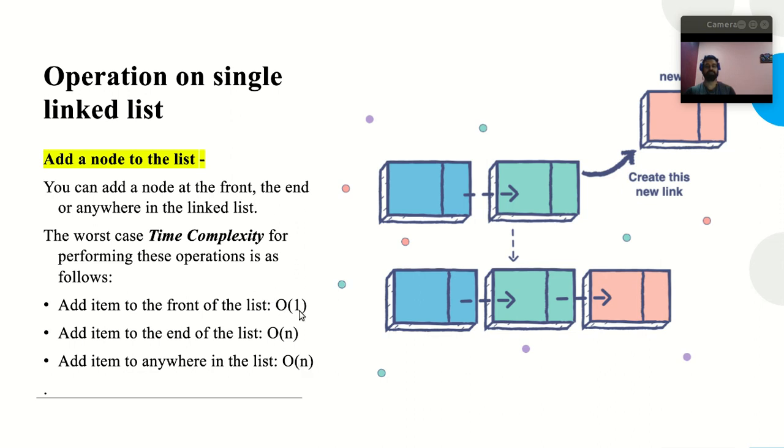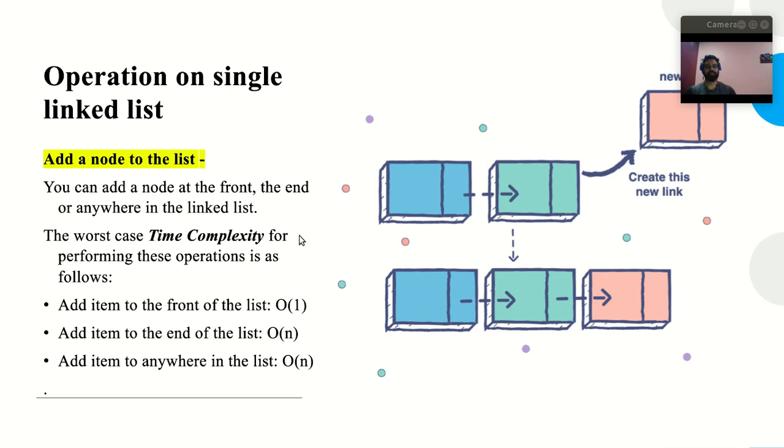So what does O(1) mean? If we are adding an element at the front of the list, then the time complexity will be O(1). O(1) means that the time taken for this operation will always be the same. It will not increase or decrease with the input data. If we decrease or increase the input data, the time taken will always be the same, right? So this is all about the time complexity.